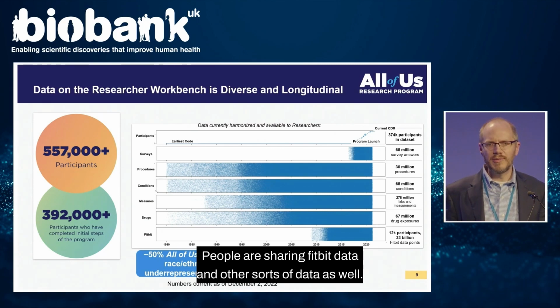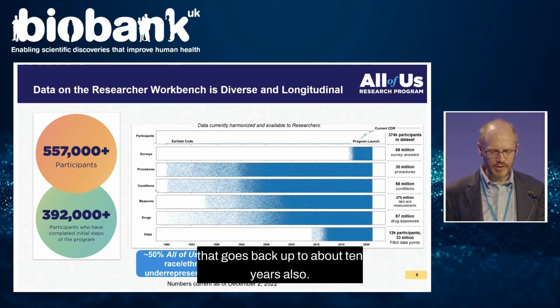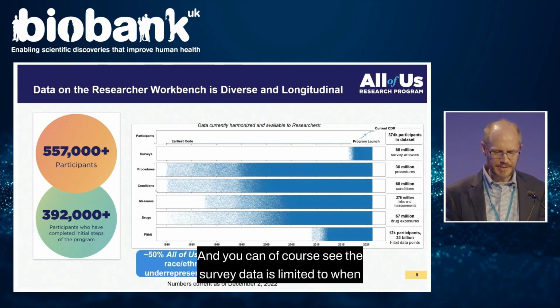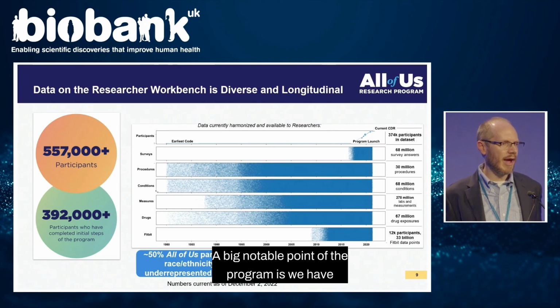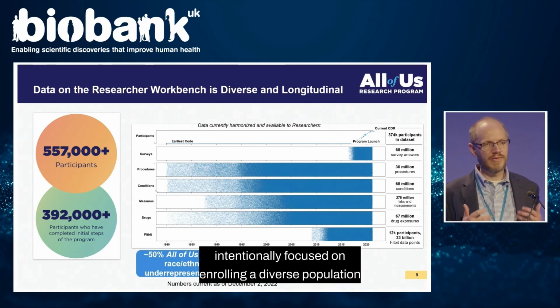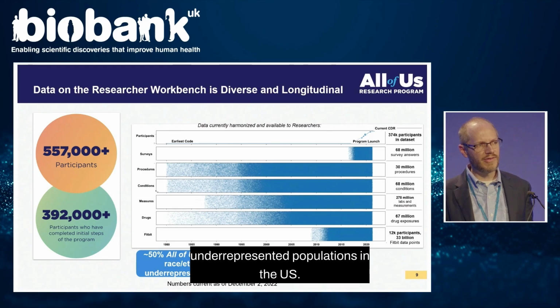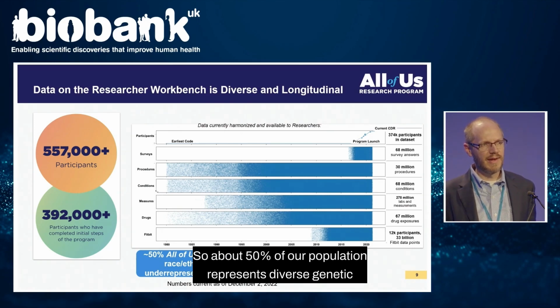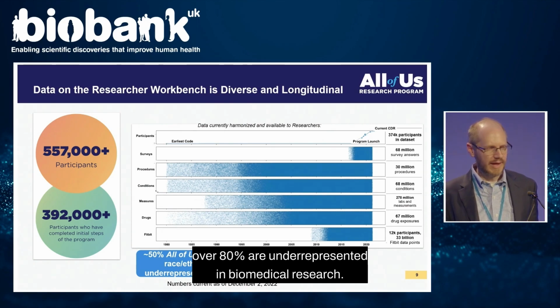People are sharing Fitbit data and other sorts of data as well. About 12,000 participants have Fitbit data that goes back up to about 10 years. You can, of course, see the survey data is limited to when people started enrolling. A big notable point of the program is we have intentionally focused on enrolling a diverse population, enrolling amongst underrepresented populations in the U.S. About 50% of our population represents diverse genetic ancestries, by race and ethnicity as they enroll, and over 80% are underrepresented in medical research.